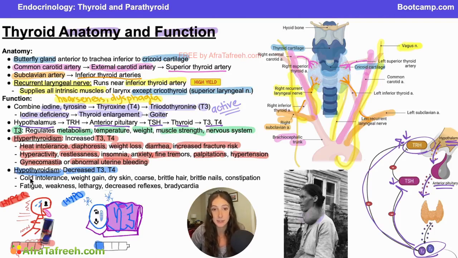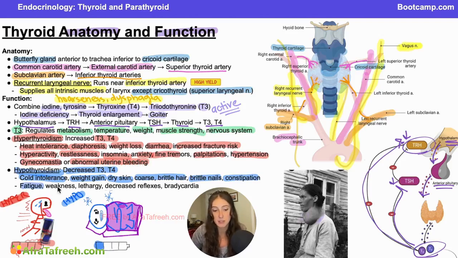So keeping this picture in mind, we'll go back to our symptoms of hypothyroidism. Cold intolerance and weight gain, we talked about those. You have this guy who's shivering under a blanket and has a larger body habitus. You might see dry skin, coarse, brittle hair, brittle nails, or constipation. These are going to be symptoms that are important for distinguishing hypothyroidism from other diseases that can present similarly, like major depressive disorder or anemia.